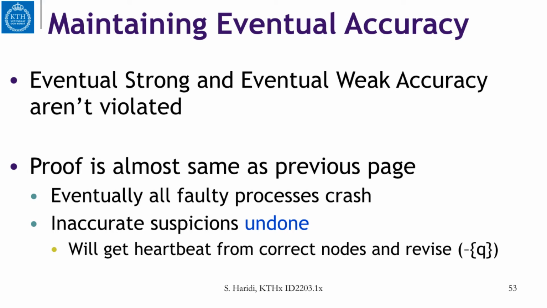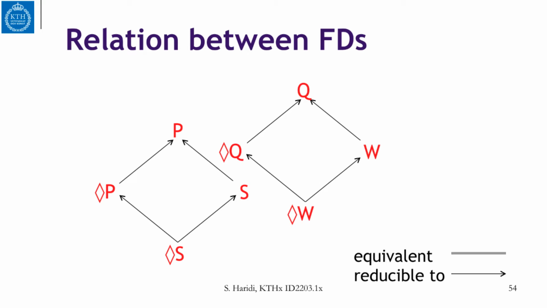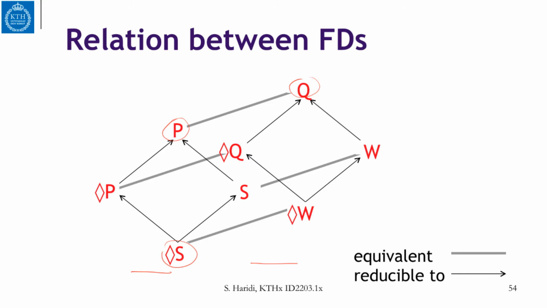So what do we have now? Here we have the picture that we had before, and now we can add the equivalence. So we get this very nice cube with equivalences here and reducibility there.